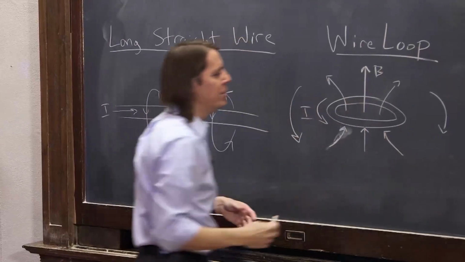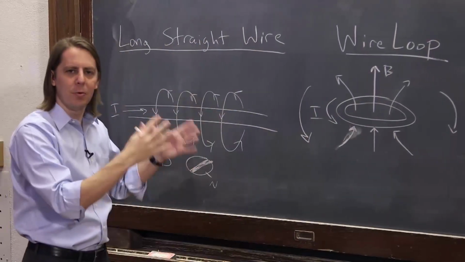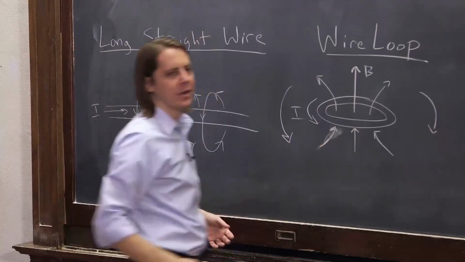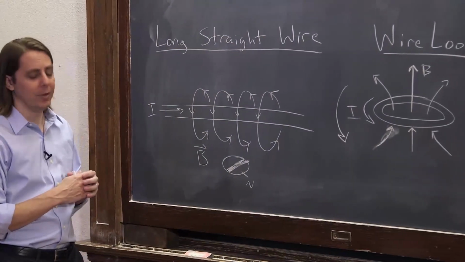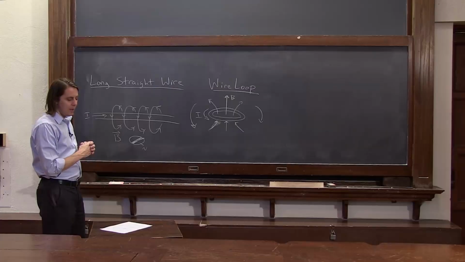But in the middle of the loop, the part you care about, it's a way to make a uniform field, a field all pointing in one direction. Later, if we stack up a bunch of loops, then it makes a really uniform field. It makes a solenoid. Okay.